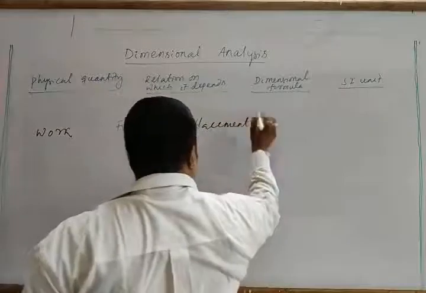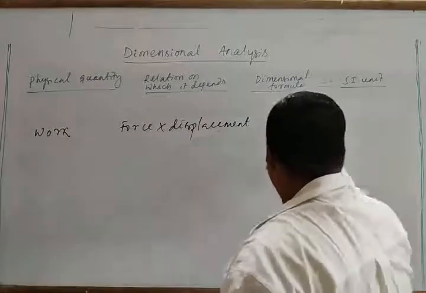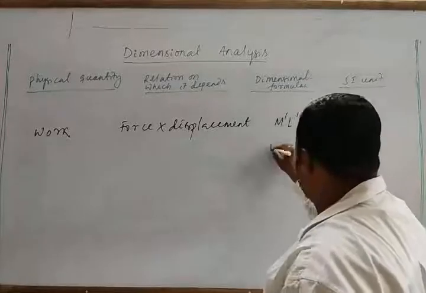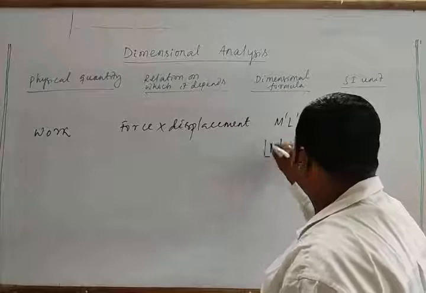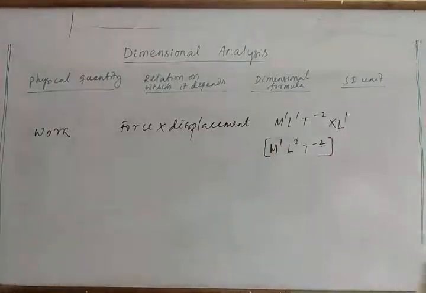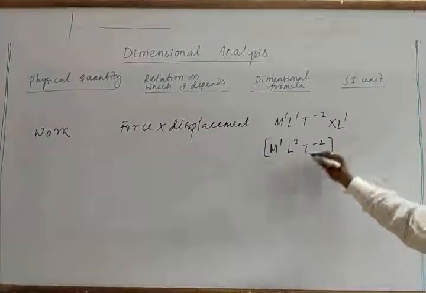Force into displacement. What is force? M1 L1 T minus 2. What is displacement? Again L1. So you write M1 L1 into L1, that is M1 L2 T minus 2. Okay? So if you put that one, M1 L2 T minus 2, what is the unit here?